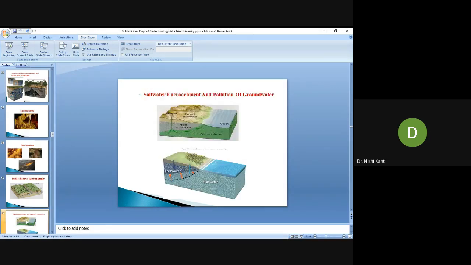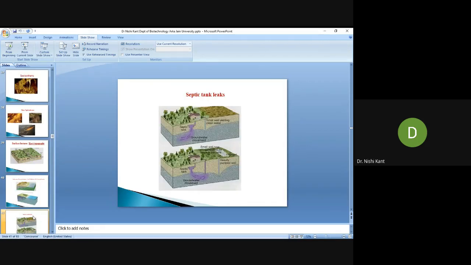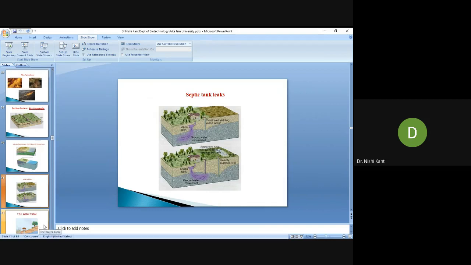This is saltwater erosion and pollution. Septic tanks are an example, as are springs in a spring field. This is another example of septic tanks.